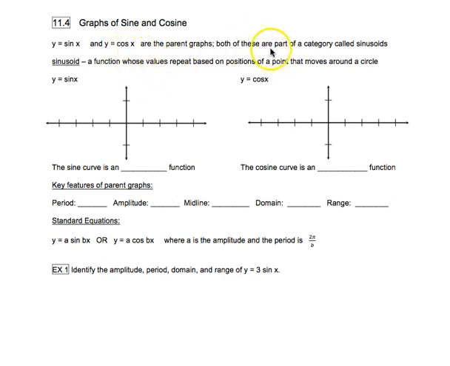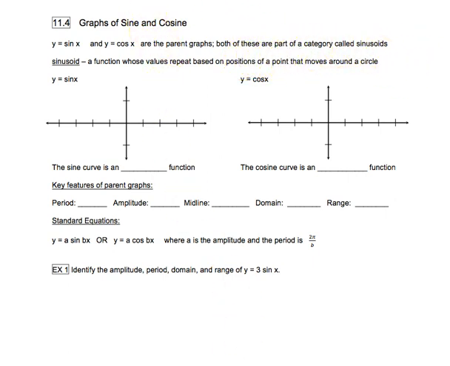Both of these are part of a category called sinusoids. So sine, sinusoid, cosine. And these are the only two sinusoids that you're going to learn. No other equation other than these two is going to fall into that category of sinusoids. A sinusoid is a function whose values repeat based on positions of a point that moves around the circle.